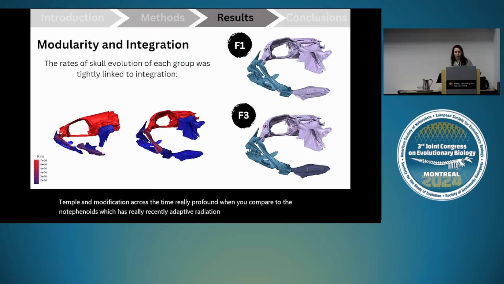Regarding modularity and integration, our modularity test indicates that skull shape evolves via integration, so the bones don't change independently, but change together. The functional 1 and 3 are the best models. And specifically, if you look at the rates of evolution for all bones, we can see the neurocranium and maxilla with the highest rates of change when you analyze the rates of evolution for each bone separately.